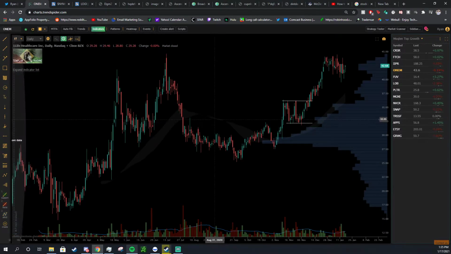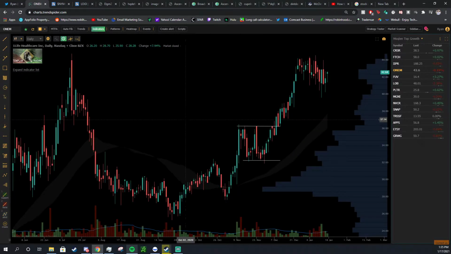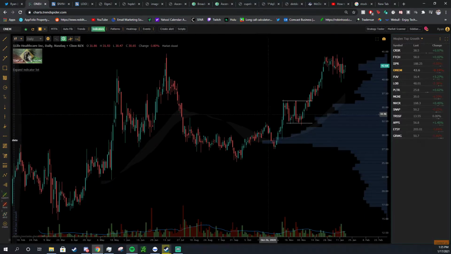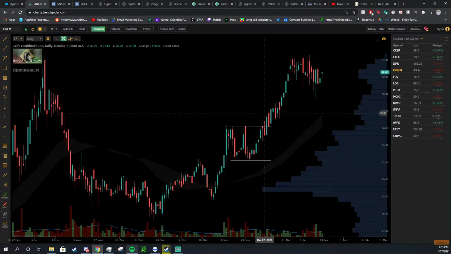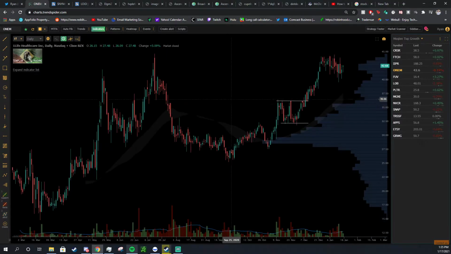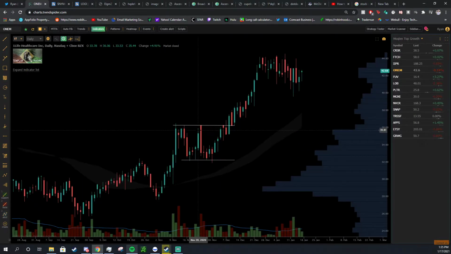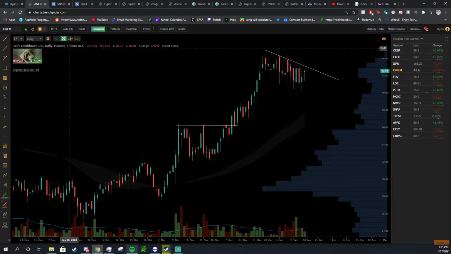Oscar. I'm not really sure what this company does, to be honest. It's healthcare. We've got Clover being hyped up right now. Teladoc is also one of the biggest health companies being looked at in 2021 for sure. But I do like that we had this rectangular breakout, and I also like that we're forming a flag right here.